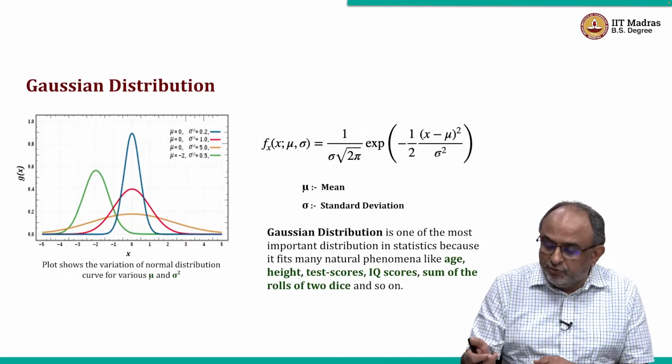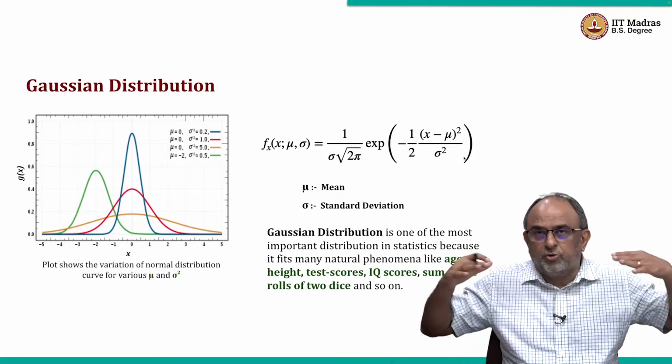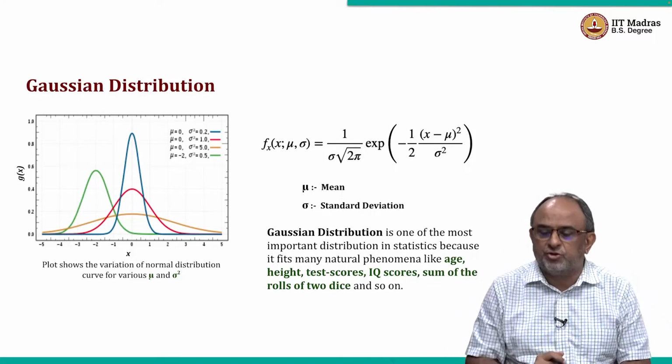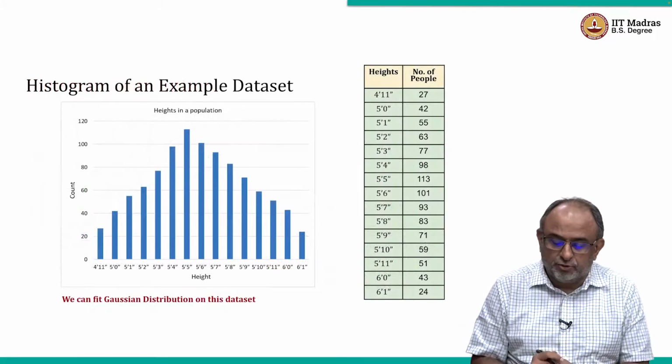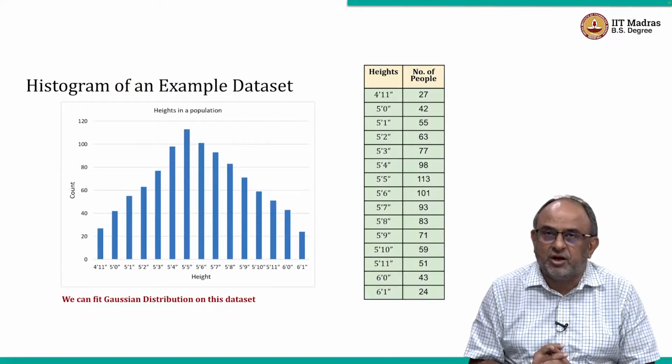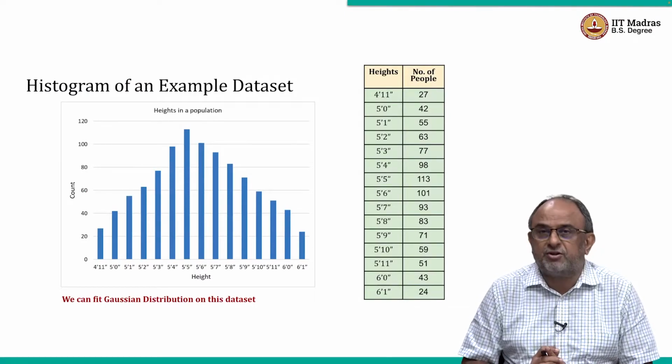And depending on the variance, if the variance becomes larger, it is going to be wider. Okay, that is what is going to happen. So, typically, as I said, Gaussians occur in many examples. We will specifically look at the case of heights.